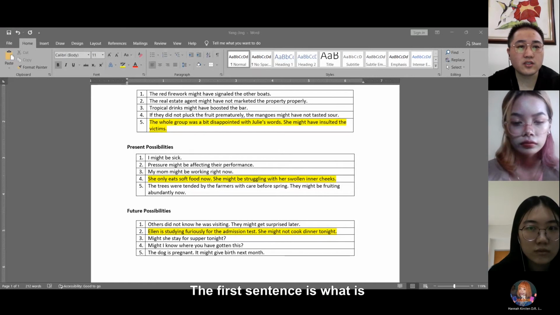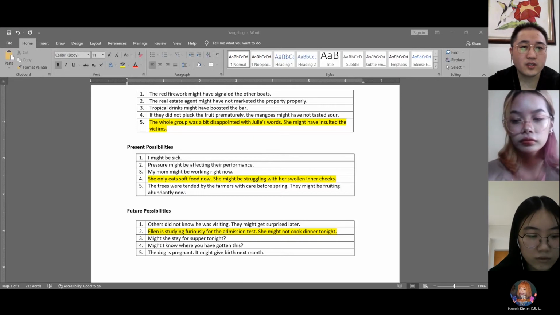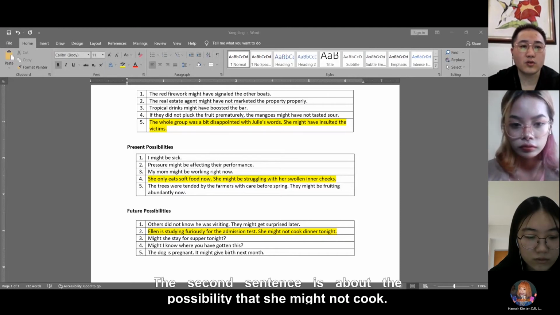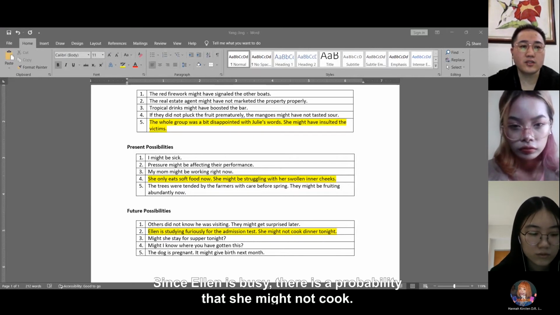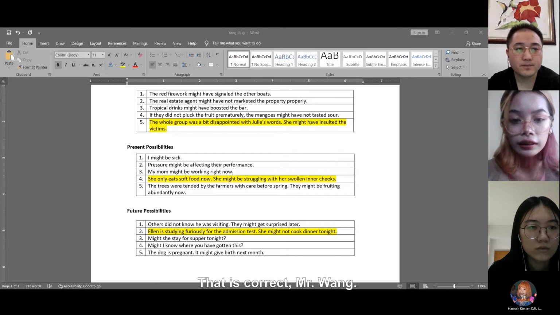The first sentence is about what is currently happening, that Ellen is studying. The second sentence is about the possibility that she might not, since Celine is busy. There is a possibility that she might not cook. I think these sentences are really additional sentences. That is correct, Mr. Wang.